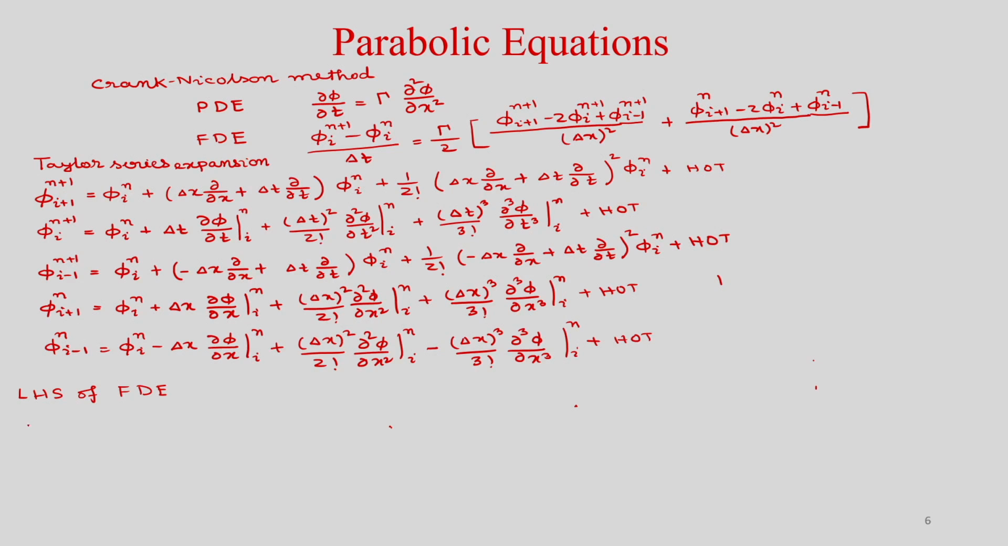So, what you will get? Left hand side is phi I n plus 1 minus phi I n divided by delta t, right. So, from the second expansion you can directly write phi I n plus 1 minus phi I n divided by delta t. So, it will be del phi by del t. We are not going to write I and n, because all the derivatives will be at the discrete point I and the time level n.